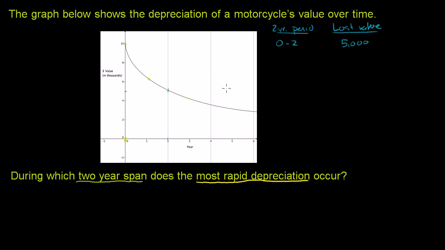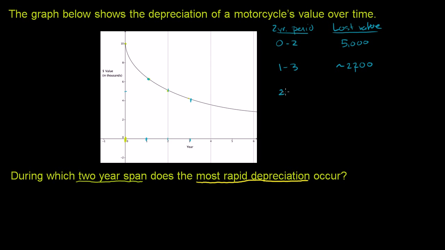Then if we go from 1 to 3 years, what happened? 1 to 3 years, that's the other 2-year period. You go from 1 to 3 years, we started at about 6,100, maybe 6,200 or so, and we went to 4,000. So we lost about $2,200. So definitely less than what we lost in the first 2 years.